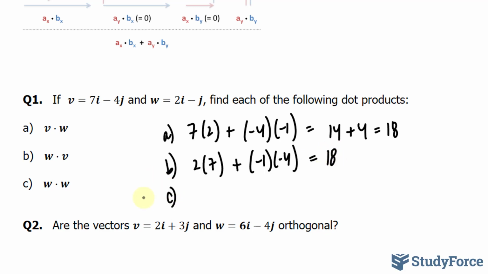Finally, in c, we want to multiply w times w. So we'll take 2 times 2 plus negative 1 times negative 1. 2 times 2 is 4 plus 1, that's 5.